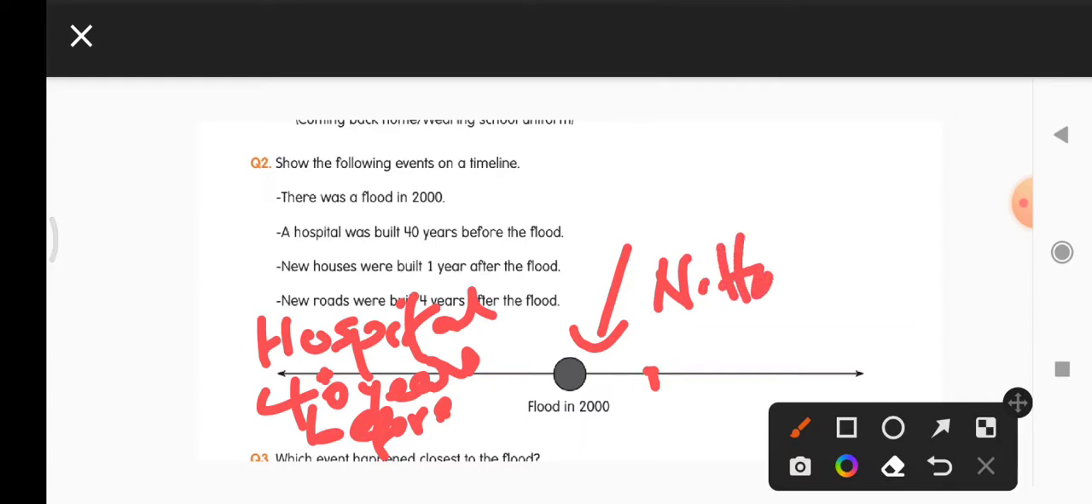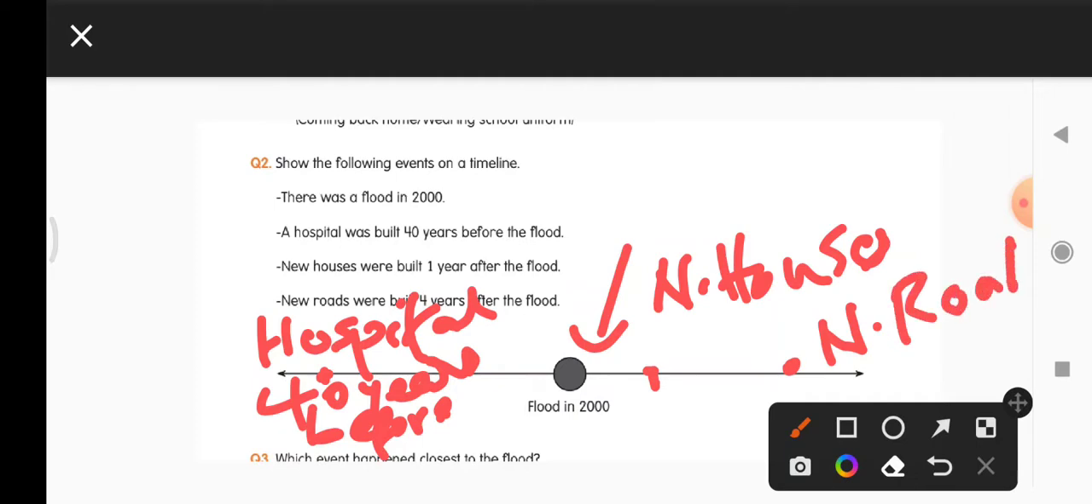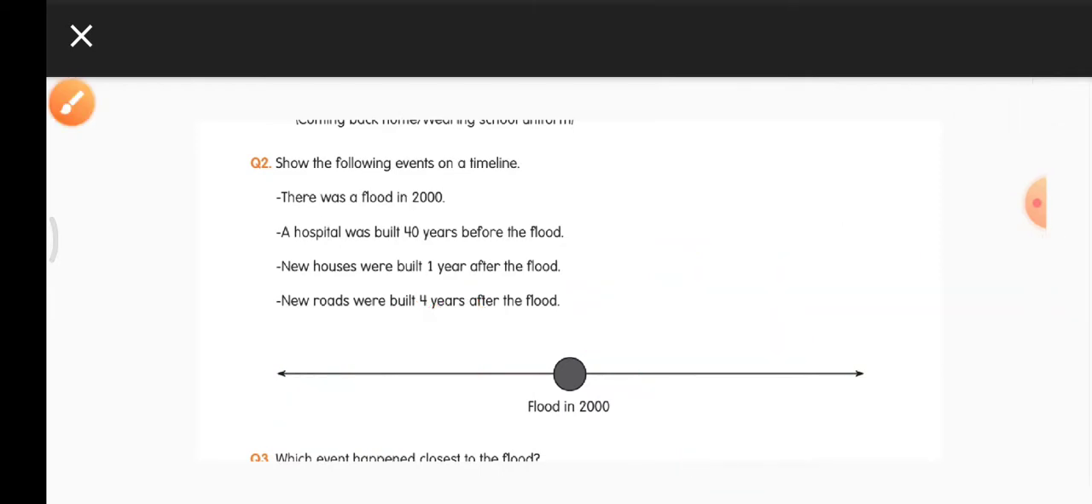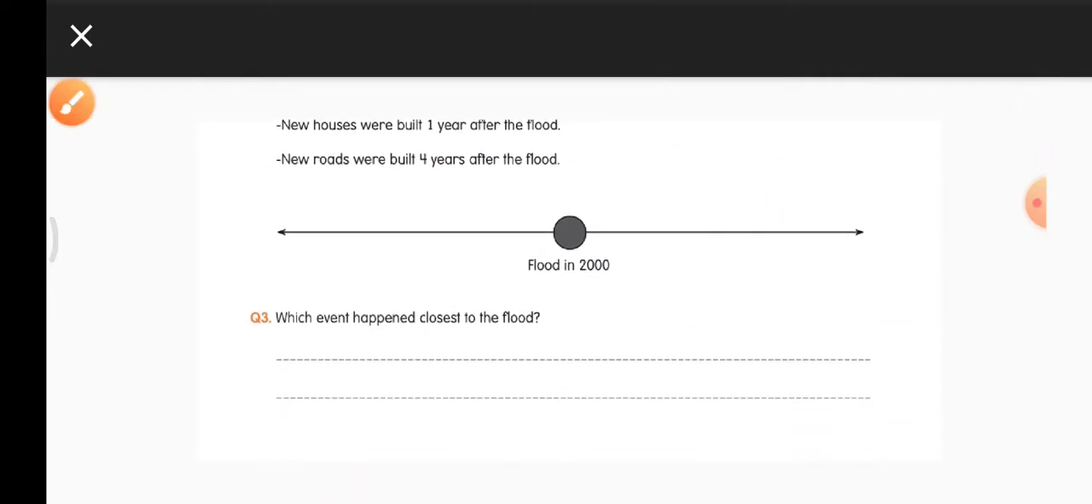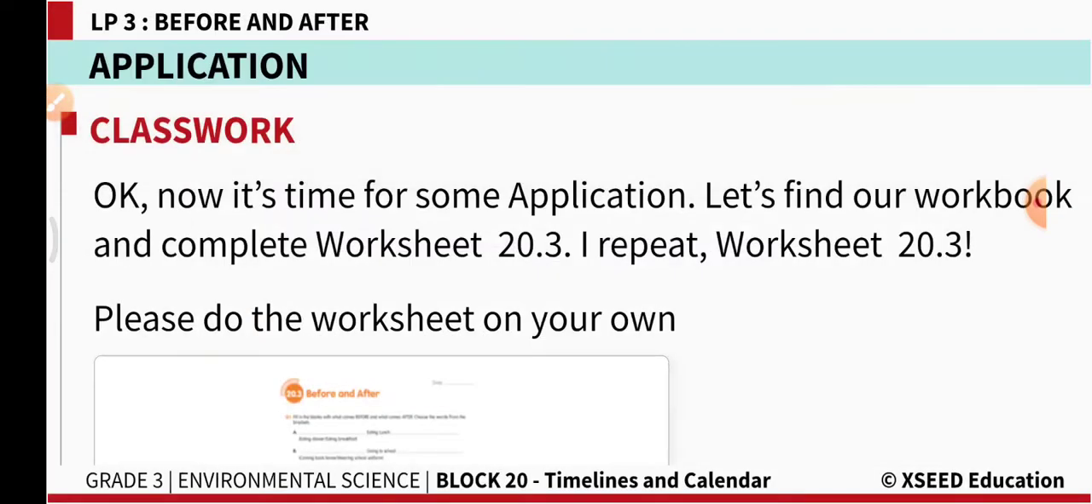Then 1 year after the flood, here you can show new houses were built. Write the whole spelling. New houses were built, and 4 years after the flood, new roads were built. I'm just writing N for new. You write the whole spelling, new roads. And write the number. This is 1 year and this is 4 years. Draw it clearly. So, which event happened closest to the flood? New houses were built 1 year after the flood is the closest event to the flood.